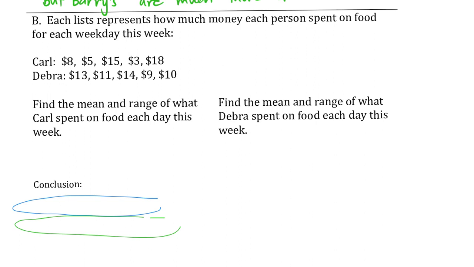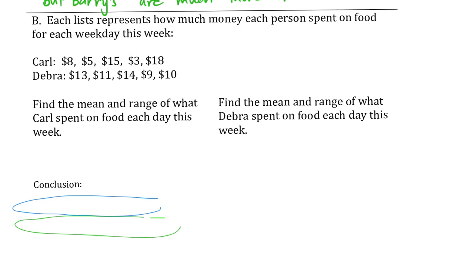So for Carl, what's the highest? 18 minus 13 is $15 in range. And then for Deborah, the range is 14. What's the lowest? 9? 5.